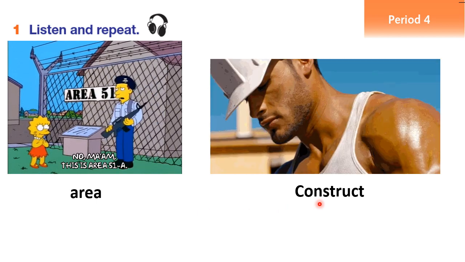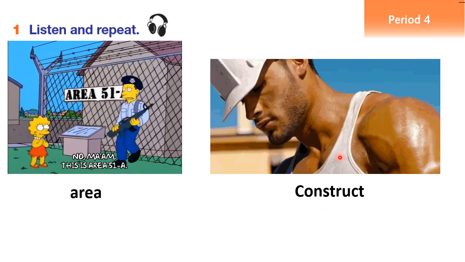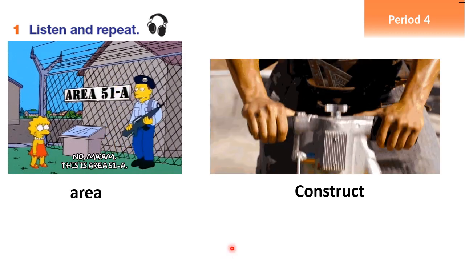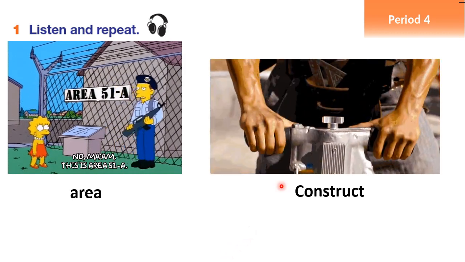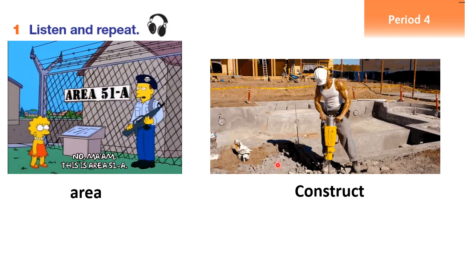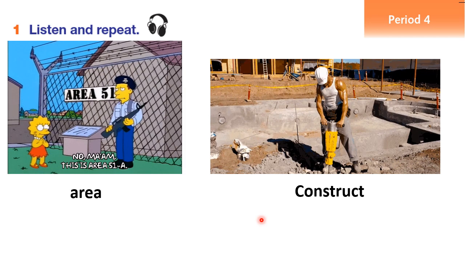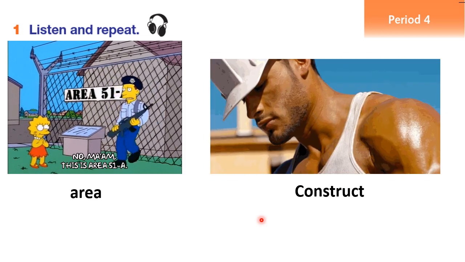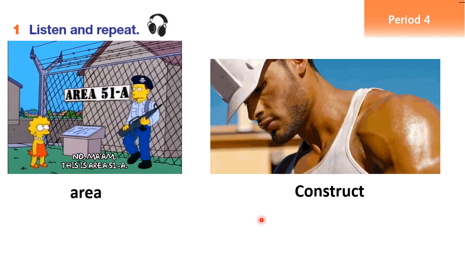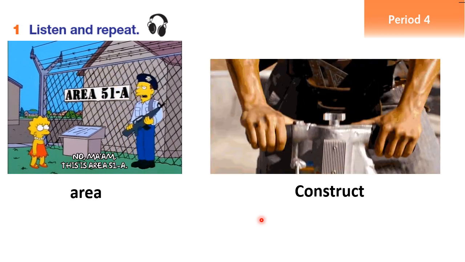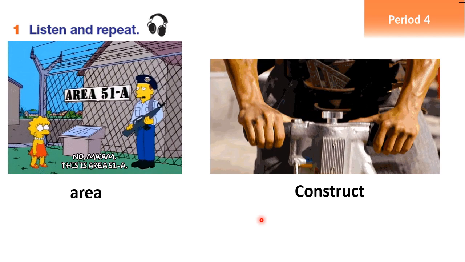Construct. Construct. So what do you think this strong guy is doing? Yes, thank you. So this guy is constructing. هذا الرجل قاعد بيعمل أعمال بناء. So construct معناها بين أعمال بناء أو يبني. Okay.